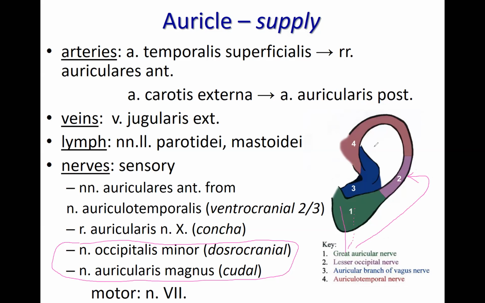Superior and ventral or lateral aspect is supplied by auriculotemporal nerve, and auriculotemporal nerve runs together with the artery. Yeah, so it's a neurovascular bundle, the superficial temporal artery and auriculotemporal nerve. And finally, the last one is auricular branch of vagus nerve, which goes through the bone, through mastoid canaliculus, and it terminates at tympanomastoid fissure, and it supplies part of the concha and external acoustic meatus.